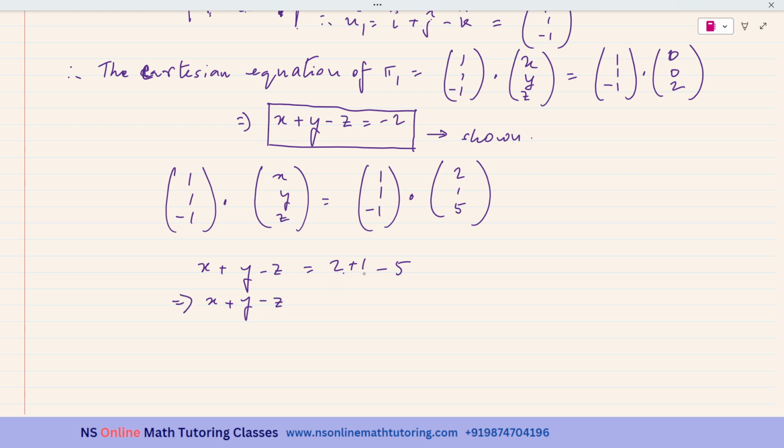So this will be equal to x plus y minus z. 2 plus 1 is 3. 3 minus 5 is minus 2. So you are getting the same equation. Doesn't matter which point you are taking, provided that point is lying on the plane, you will be getting the same equation. Has to be, because the plane is the same. So the equation of the plane has to be the same. Okay.